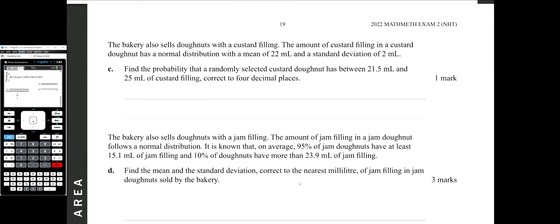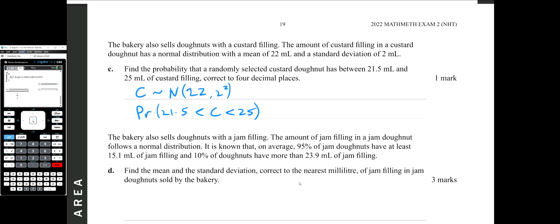Okay, moving on. So the bakery also sells donuts with the custard filling. The amount of custard filling in a custard donut has a normal distribution with a mean of 22 and standard deviation of 2. So we want the probability that a randomly selected custard donut has between 21.5 and 25 mil of custard filling. Okay, so we're going to let C be the amount of custard filling, and we are told it's normally distributed with a mean of 22 and a standard deviation of 2. That is a variance of 2 squared. So we want the probability that C is between 21.5 and 25.